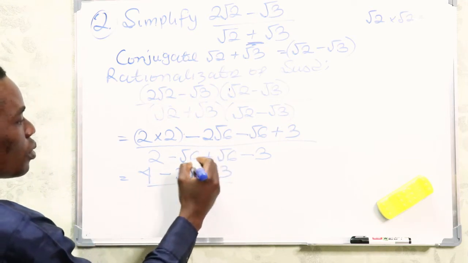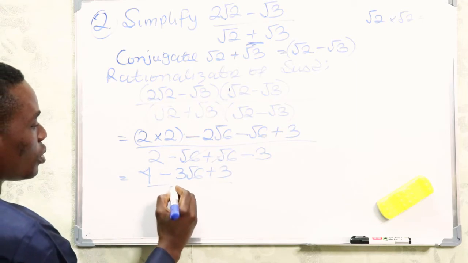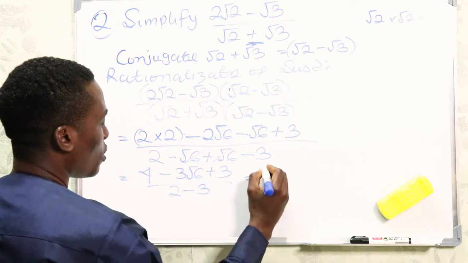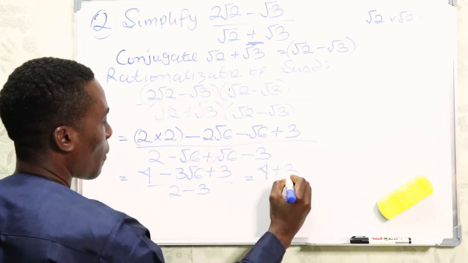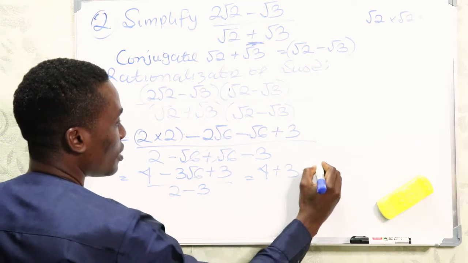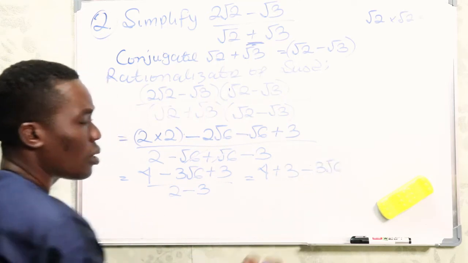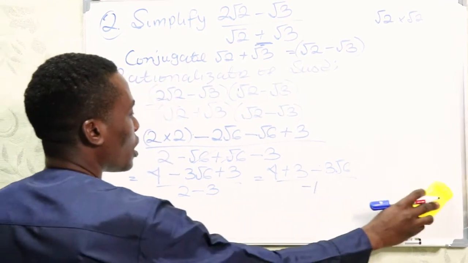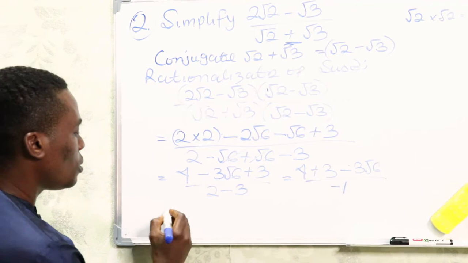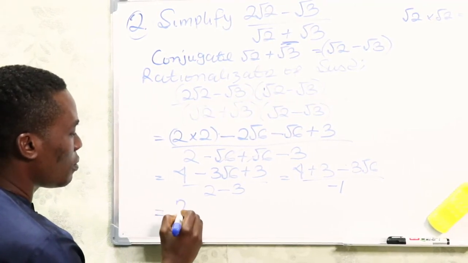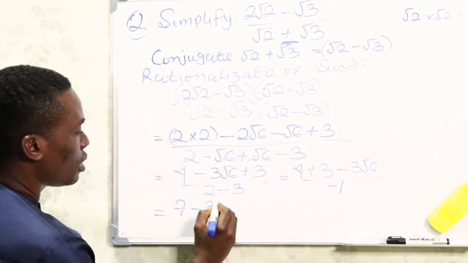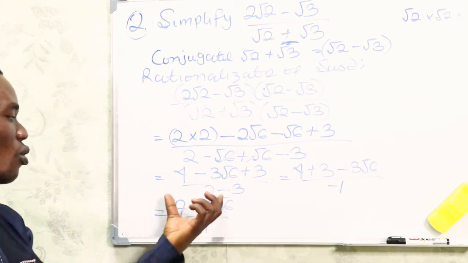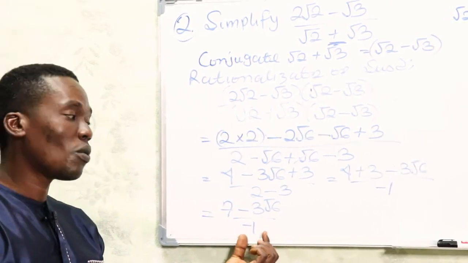That will be divided by 2 minus 3. So this will be equal to 4 plus 3 minus 3√6. Hope you're following us. Now this will be divided by minus 1. We want to simplify this further. This will give us 7 minus 3√6 divided by minus 1.